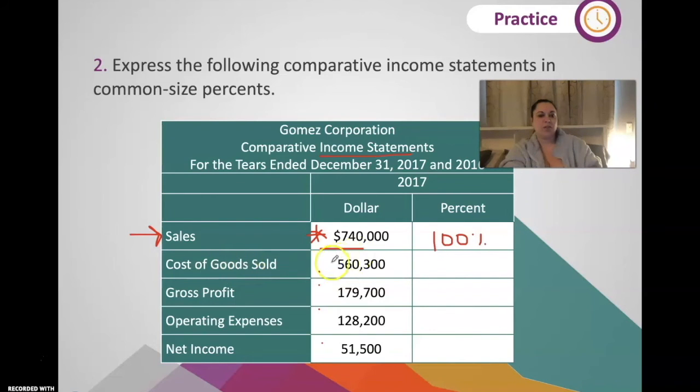So cost of goods sold, you're just going to take this number divided by the base, the 740,000. So 560,300 divided by 740,000. Remember, multiply that by 100. I got 75 point, and it keeps going. So I'll just do one decimal place: 75.7%.